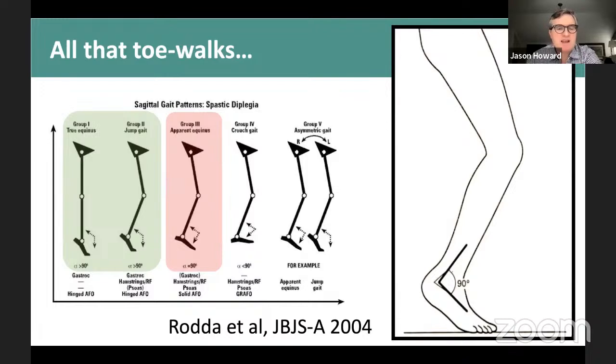So the treatment is not to do a tendon Achilles lengthening. You do that in this kid, and next thing, you'll be moving into group 4, which is crouch gait. So you've lengthened the muscle that wasn't tight. You weakened it, and now it's very difficult to come back from that after that's done. So you have to be careful about the kid with apparent equinus. And just because their heel's off the ground doesn't mean that calf is tight.